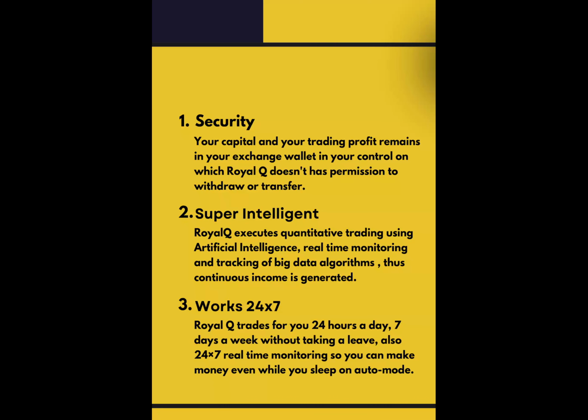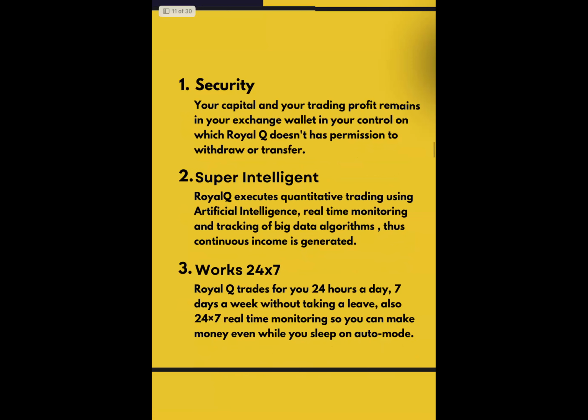Two, super intelligent. Royal Q executes quantitative trading using artificial intelligence, real time monitoring, and tracking of big data algorithms. That is, continuous income is generated. Three, it works 24/7. Royal Q trades for you 24 hours a day, 7 days a week without taking a leave. Also, there is 24 by 7 real time monitoring, so you can make money while you sleep on auto mode.